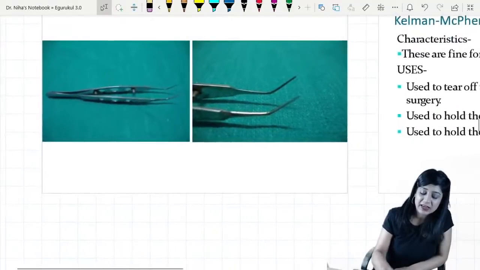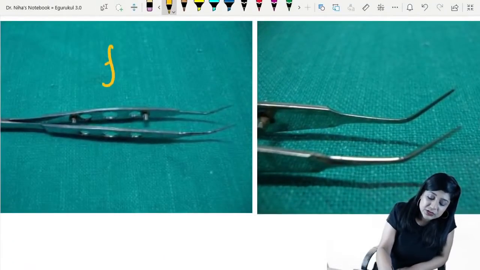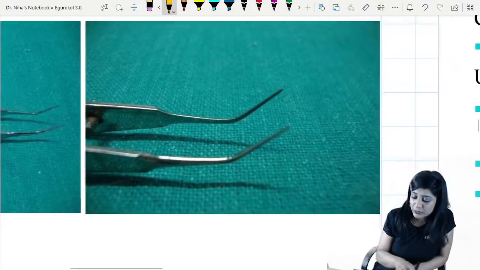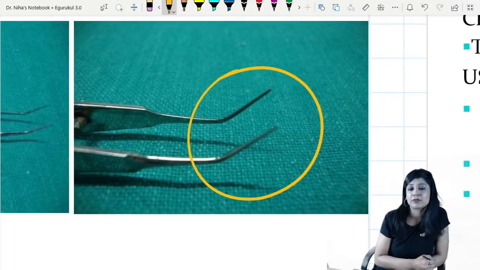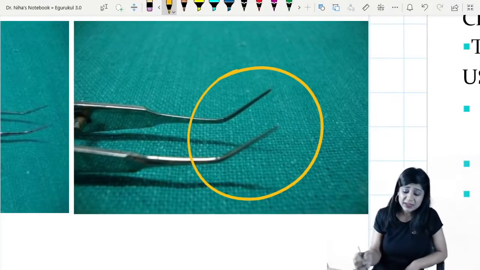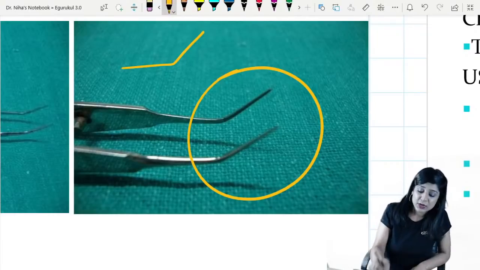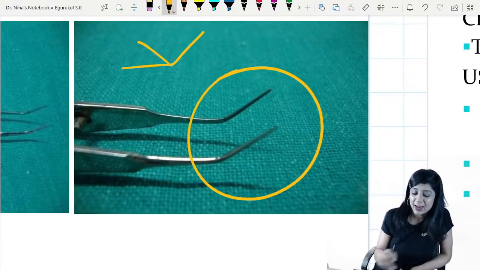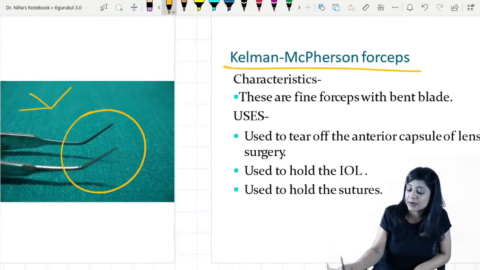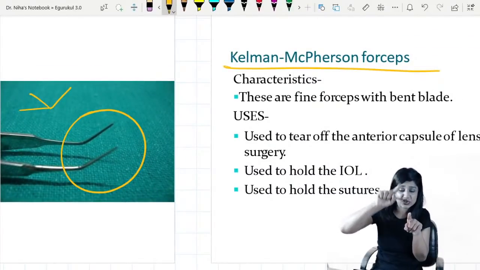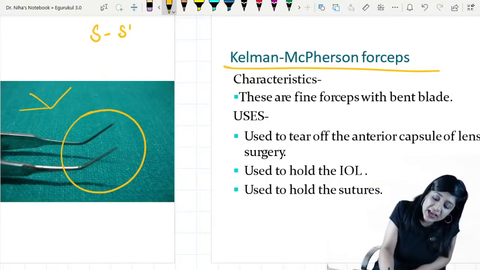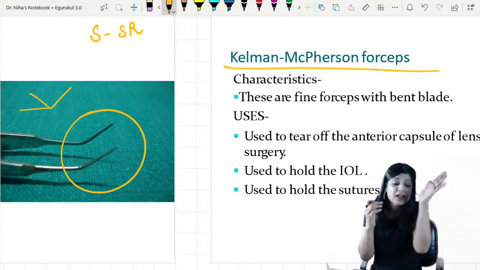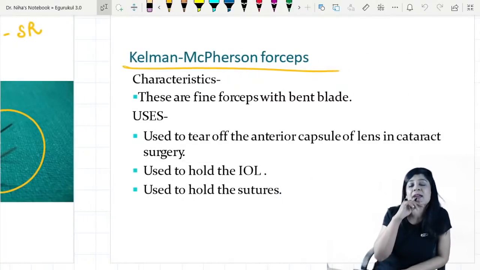Now see this. Again you can see that this instrument is actually the forceps. In order to give the name of the forceps, look at the tip. This tip, can you see, is something like this. If I make it something like this also, it will go into a K. So this is actually Kalman-McPherson forceps. One was S shaped, that was SR, superior rectus holding forceps, and in this one it is tilted, so that is resembling the K. So that is actually your Kalman-McPherson forceps.